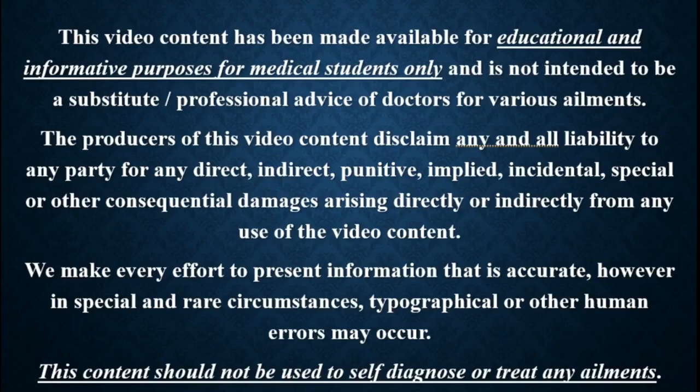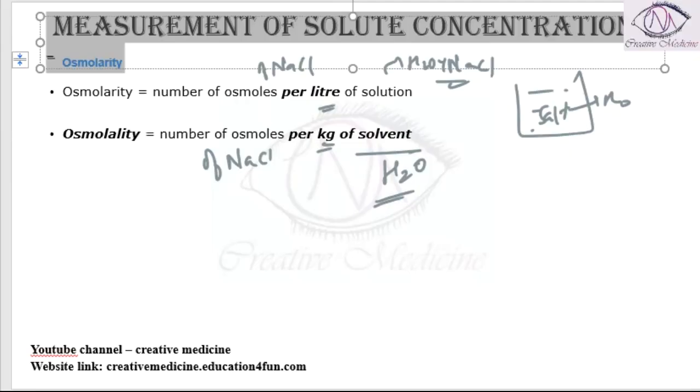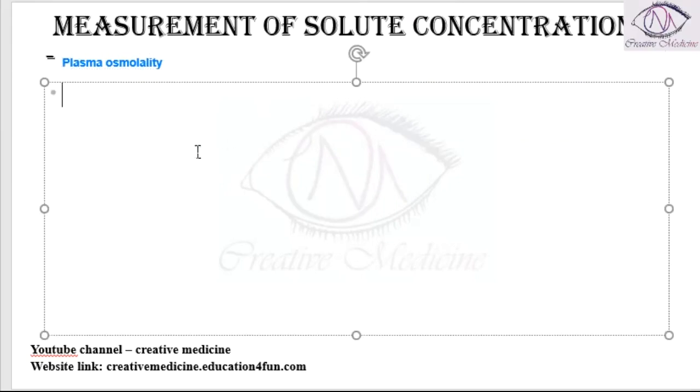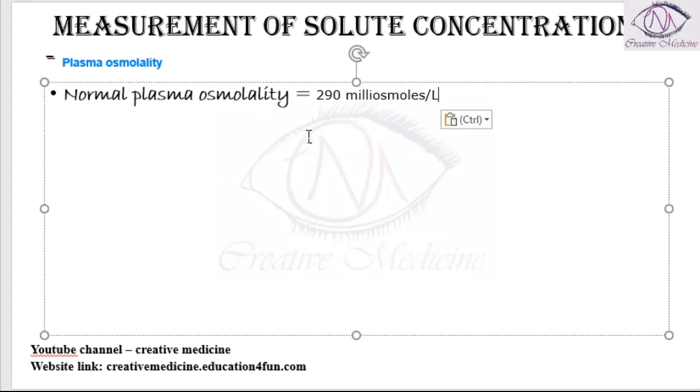In this lecture, we will learn about the measurement of solute concentrations. One important thing is plasma osmolarity. What is plasma osmolarity? The normal plasma osmolarity is around 290 milliosmoles per liter. If we have to take a range, it is 280 to 290 milliosmoles per liter.